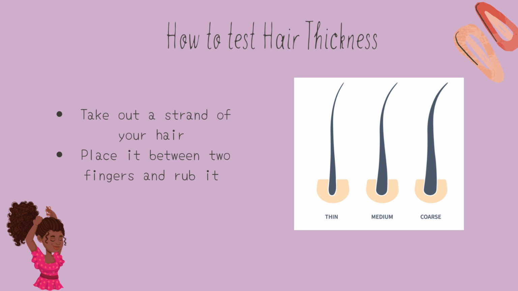To test your hair thickness, you would take a strand of your hair. You don't need to snap it off. Then take two fingers and place that strand in between the two fingers and just rub your fingers back and forth. And if you can feel the strand, you have thick strands. If you can somewhat feel the strand, then you have medium strands. And if you can't feel the strand, then you have fine strands.